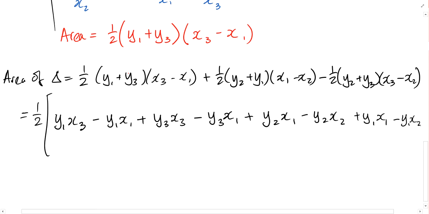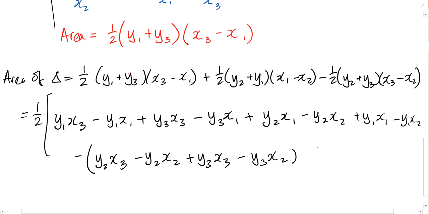Wait, not yet. Then there's still a minus this whole chunk, right? Okay, minus. But I'm scared that I'll forget about the negative sign, so I put a bracket here first. y2 x3 minus y2 x2 plus y3 x3 minus y3 x2. Correct?